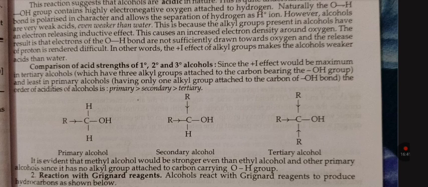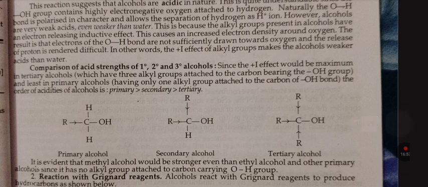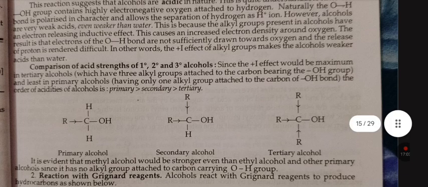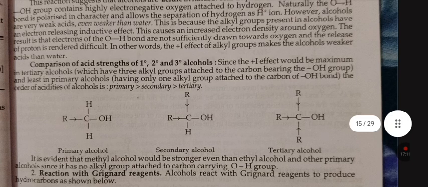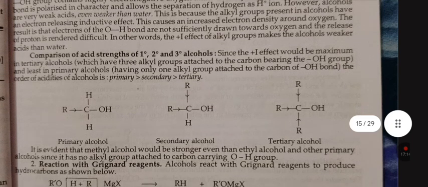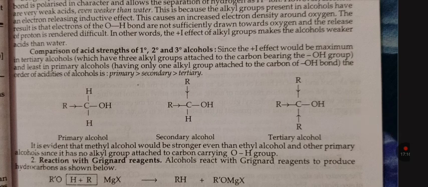This is because the alkyl group present in alcohols has an electron releasing inductive effect. This causes an increased electron density around oxygen. The result is that the electrons of the O-H bond are not sufficiently drawn towards oxygen, and the release of proton is rendered difficult. In other words, the plus I effect of alkyl groups makes the alcohols weaker acids than water.